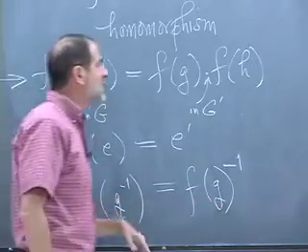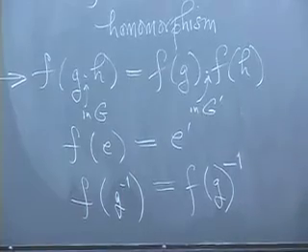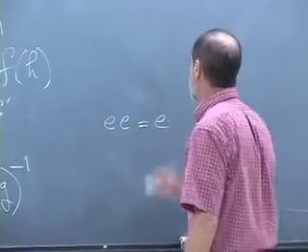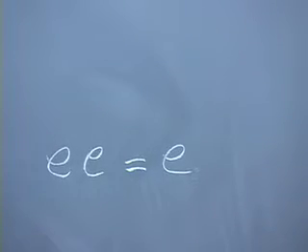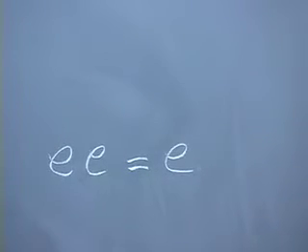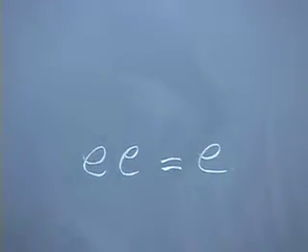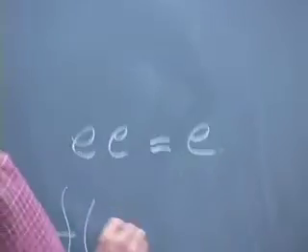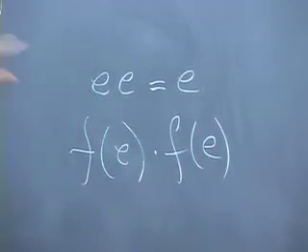To prove that it takes the identity into the identity, you use the fact that in a group, e times e is e. e is the only element which has that property. No other element has the property that a times a is a. This is a unique element with that property because you could cancel by multiplying by e inverse. So if you take that and you apply f to it, you get f of e times f of e, using this property. That's f of ee.